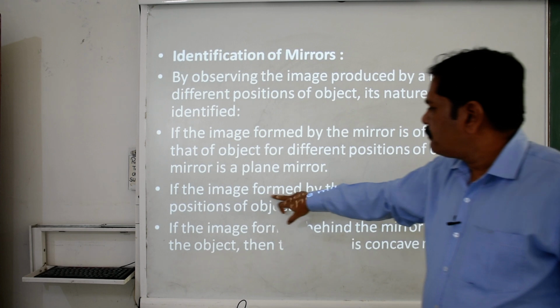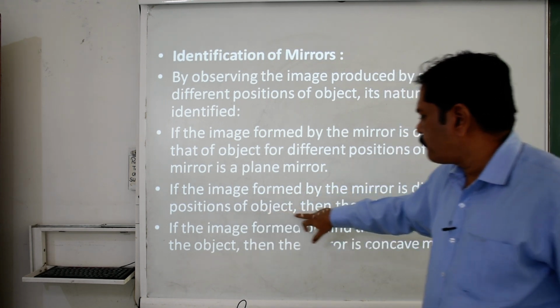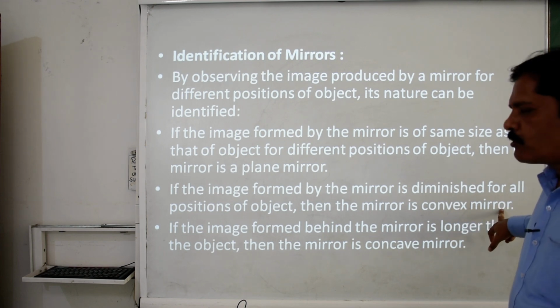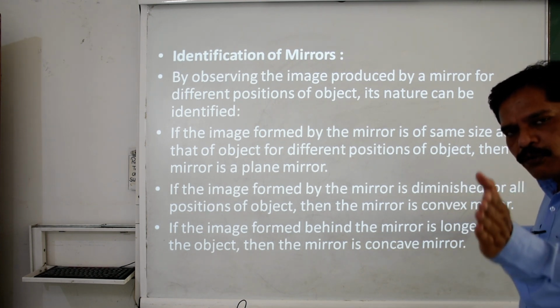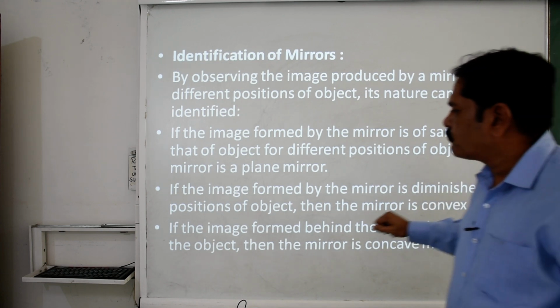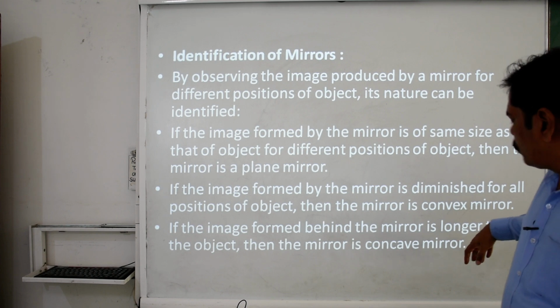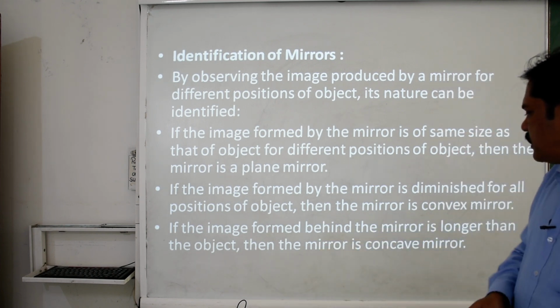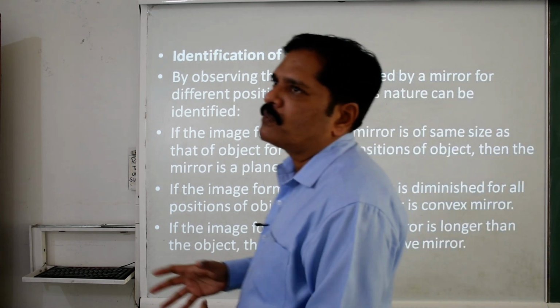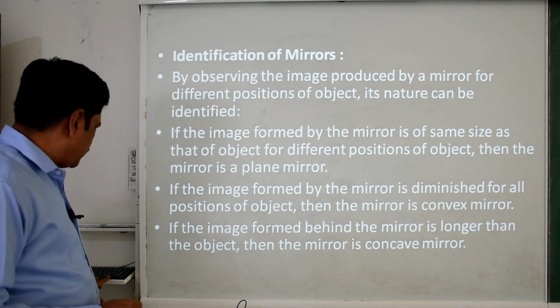Now if the image formed by the mirror is diminished for all positions of the object, then the mirror is a convex mirror, because the image is always smaller than the object, behind the mirror. If the image formed behind the mirror is larger than the object, then the mirror is a concave mirror. Remember, in this case the image is virtual and erect in nature.